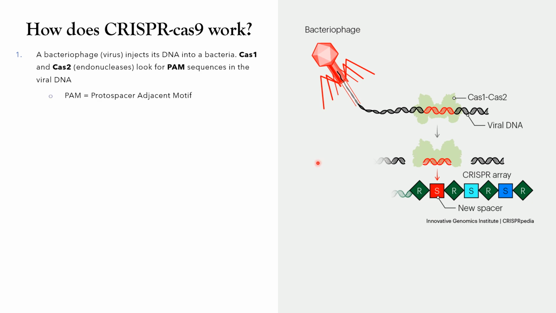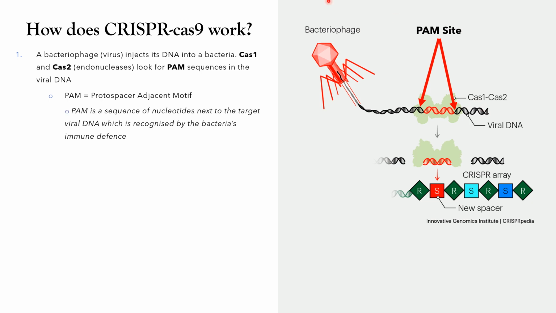So what is a PAM sequence? Well, PAM stands for protospacer adjacent motif. Right next to this particular section, we have two PAM sites or PAM sequences. And a PAM sequence is a sequence of nucleotides next to the target viral DNA, which is recognized by the bacteria's immune defense.